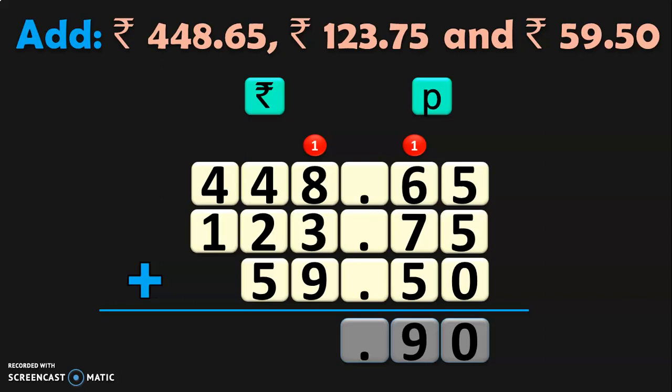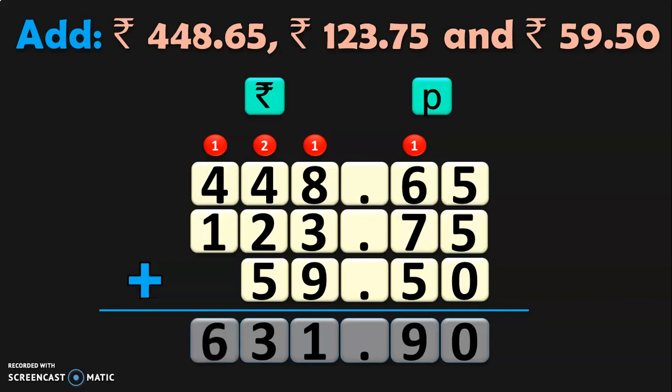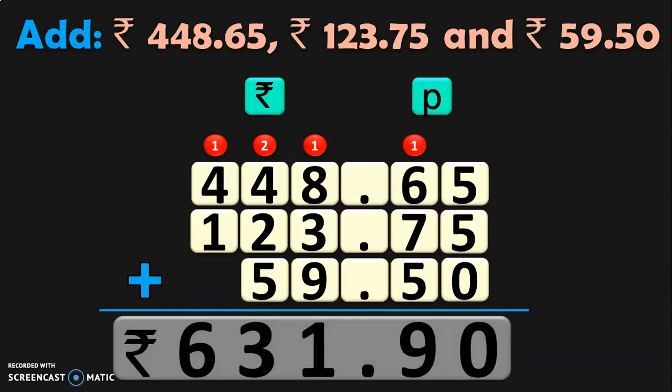9 plus 3 is 12. And 12 plus 9 is 21. 1 carry over 2. 2 plus 4 is 6. 6 plus 2 is 8. 8 plus 5 is 13. 3 carry over 1. 1 plus 4 is 5 and 5 plus 1 is 6. So the sum of the three numbers is rupees 631.90 or 631 rupees and 90 paise.